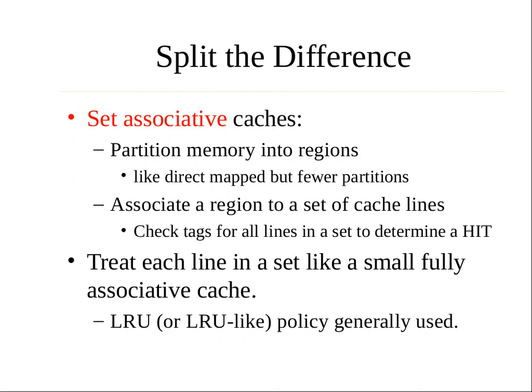So why don't we split the difference and maybe bank a couple of lines, or four lines, maybe 8 lines together that can map to a single piece of memory. Let's do something in between. Partition the memory into regions like direct map, but fewer partitions. Associate a region to a set of cache lines, and then check all the tags. Treat each line in a set like a fully associative cache. LRU policy is generally used here.